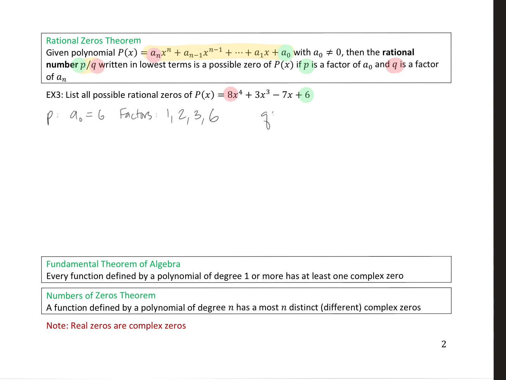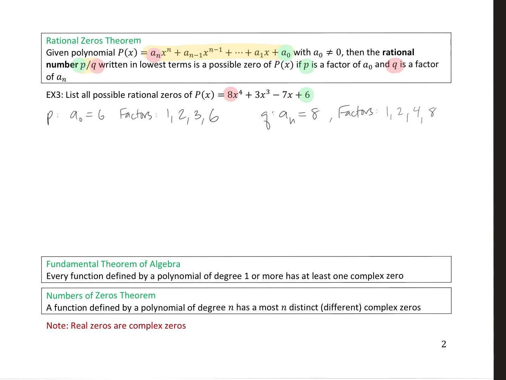Now for q, again, that's my a sub n, that was 8. And what are my factors? The factors of 8 are 1, 2, 4, and 8. All right, so we've created our factors.